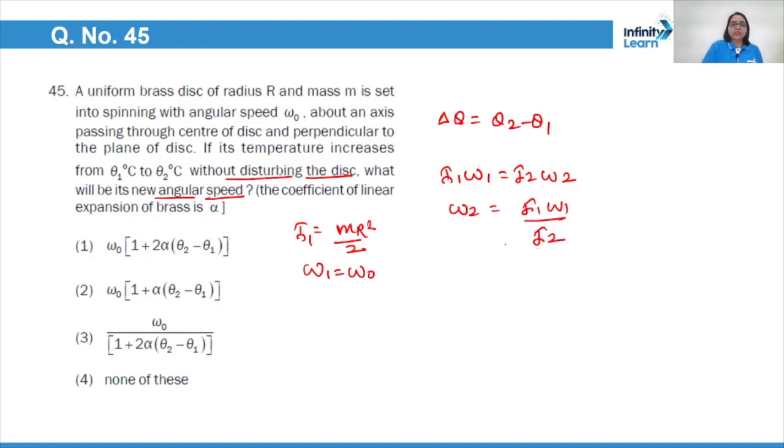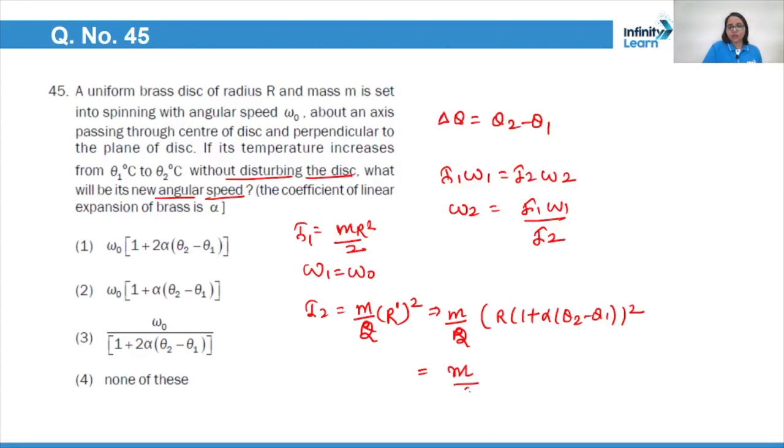Our moment of inertia will change because we are increasing the temperature of the body, right? So in this case, R will change. So I2 will be m by 2 R dash square. R dash is the new radius at temperature theta 2. So you can write this is m by 2, R dash square is R into 1 plus alpha delta theta, that is theta 2 minus theta 1 whole square, right? So this is m by 2 r square into 1 plus 2 alpha theta 2 minus theta 1. You can use the approximation for small values of alpha, right?